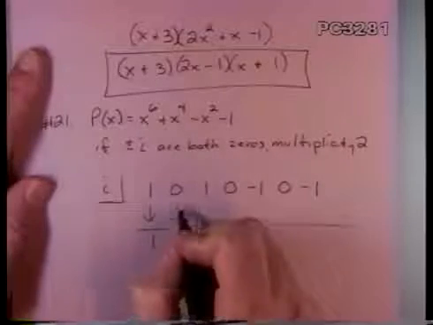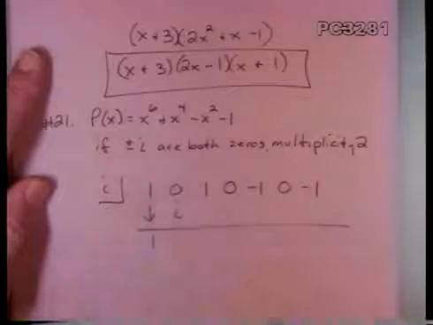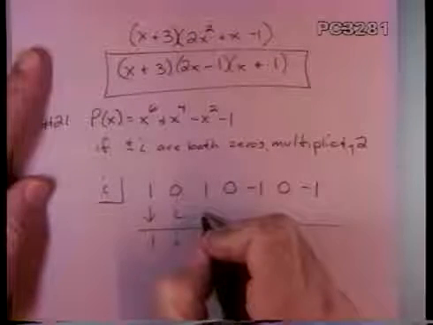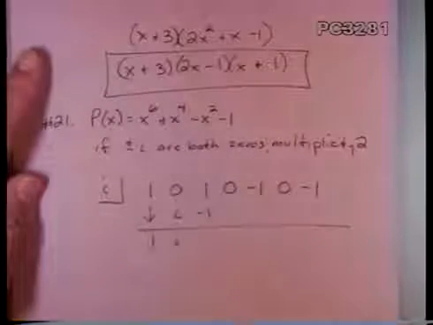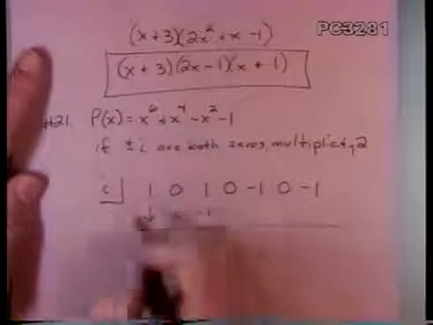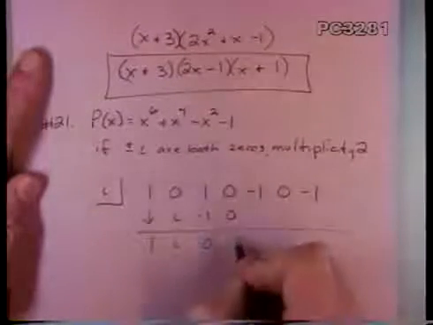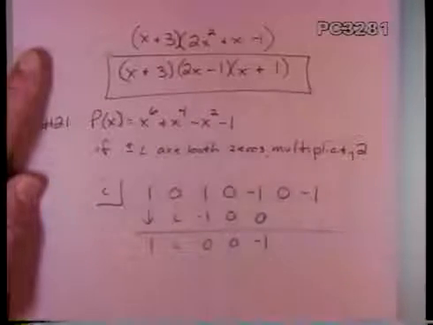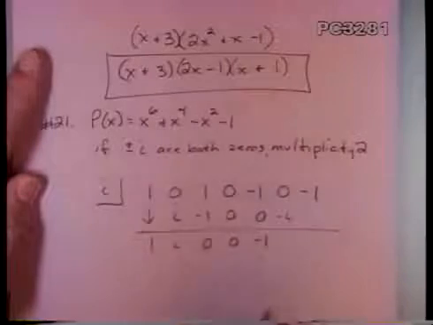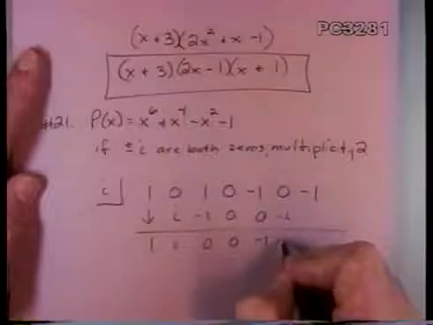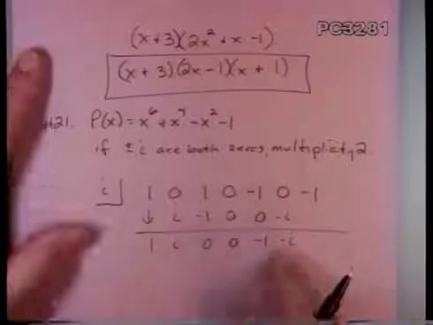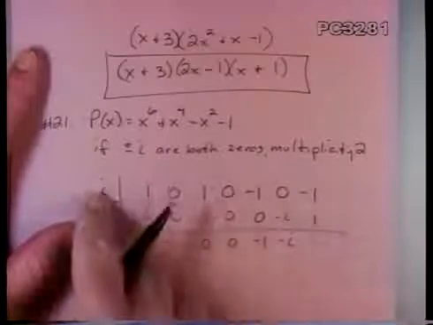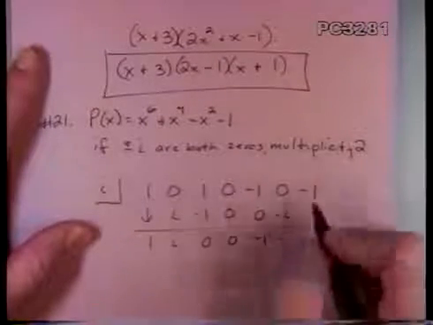i times 1 is i. i plus 0 is i. i times i is negative 1. Negative 1 plus 1 is 0. i times 0 is 0. 0 plus 0 is 0. i times 0 is still 0. Minus 1 gives me negative 1. i times negative 1 gives me negative i. 0 minus i gives me negative i. i times negative i gives me positive 1, because i times i is negative 1, times a negative gives me a positive 1. And that gives me 0.